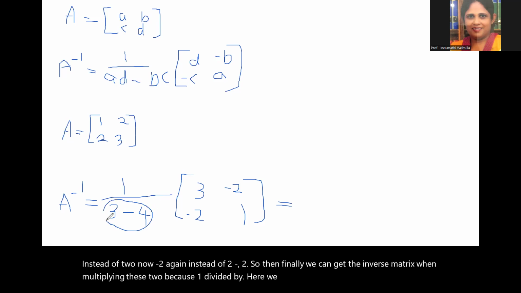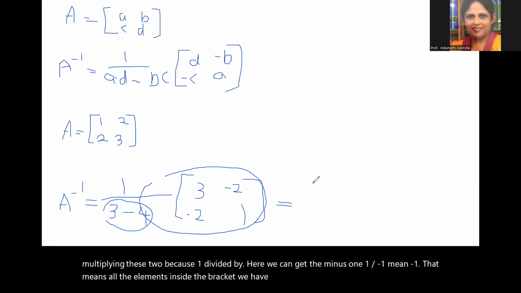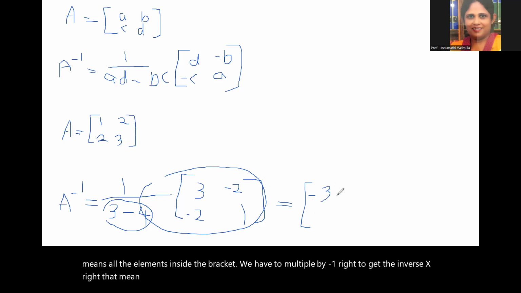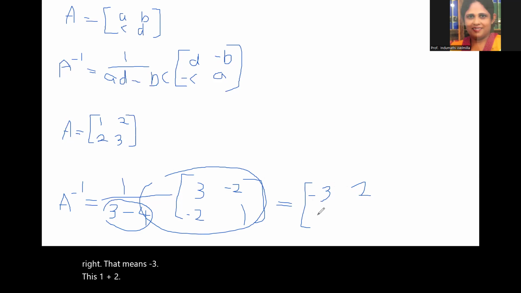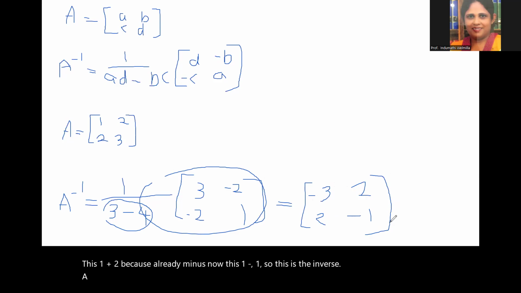1 divided by minus 1 means minus 1. That means all the elements inside the bracket we have to multiply by minus 1, to get the inverse of A. That means minus 3, this one plus 2, this one plus 2, this one minus 1. So this is the inverse matrix of the given matrix A. Right? So then, shall I move to the next one?